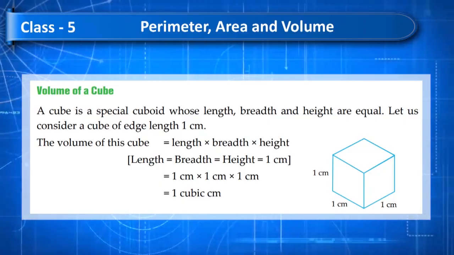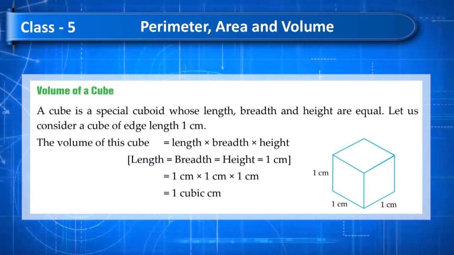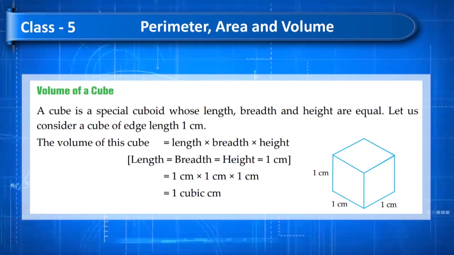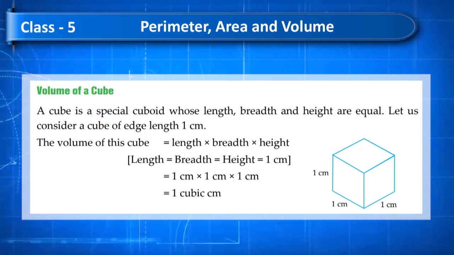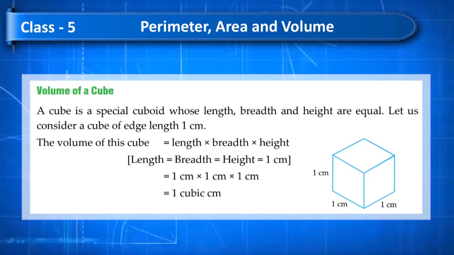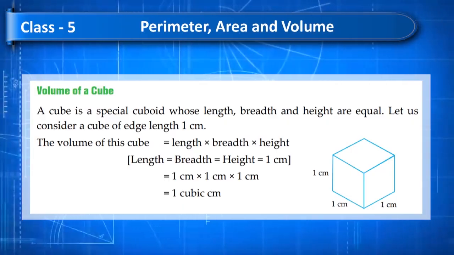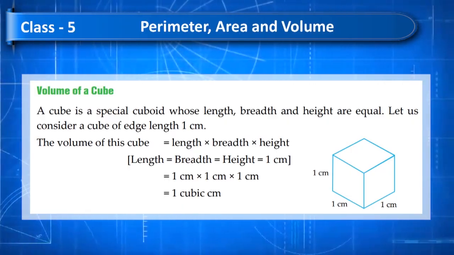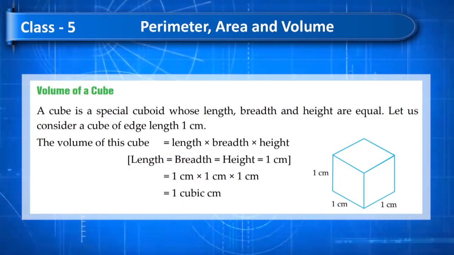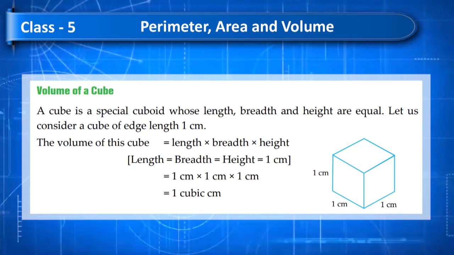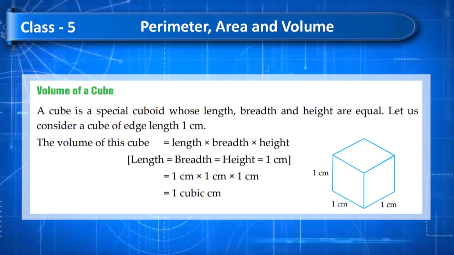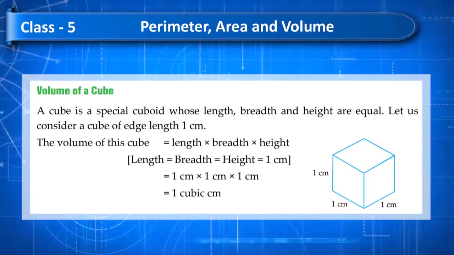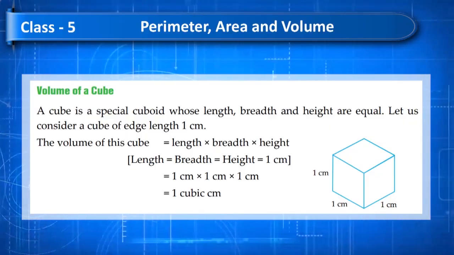Volume of a cube. A cube is a special cuboid whose length, breadth and height are equal. Let us consider a cube of edge length 1 cm. The volume of this cube is equal to length into breadth into height. Length is equal to breadth equals height equals 1 cm, which is equal to 1 cm into 1 cm into 1 cm, that is equal to 1 cubic centimeter.